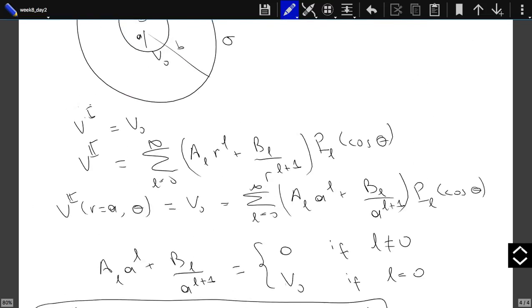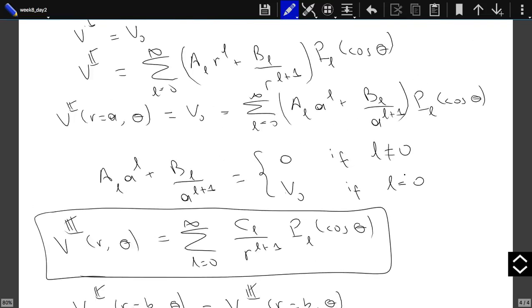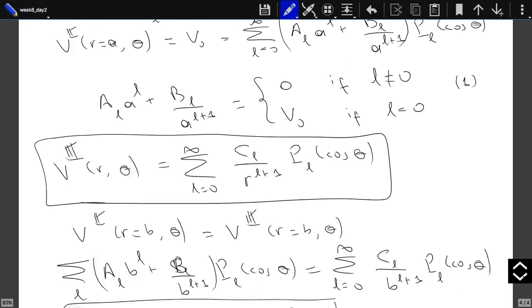So let's see, here we have one equation, the first equation for our unknown coefficients. Remember, we have three sets of unknowns. We don't know A_l, we don't know B_l, we don't know C_l. So we need three sets of equations relating these coefficients. So this is the first one. Now here we have the second one.